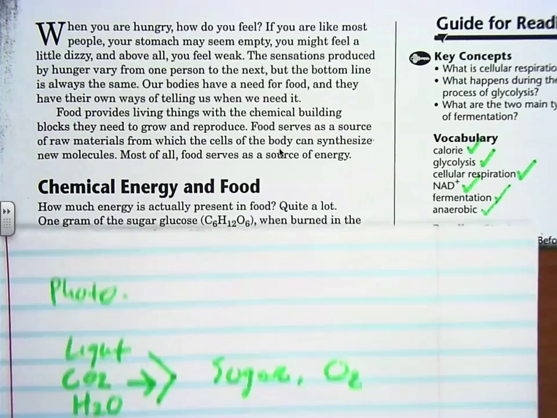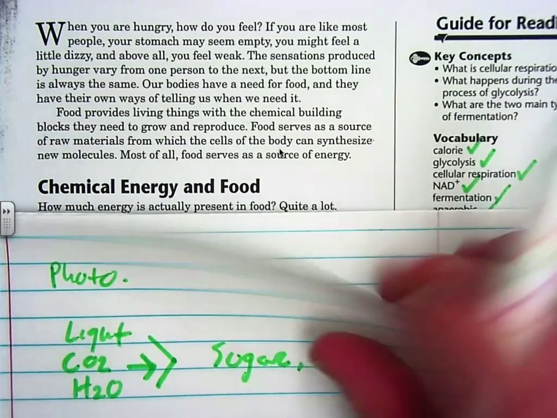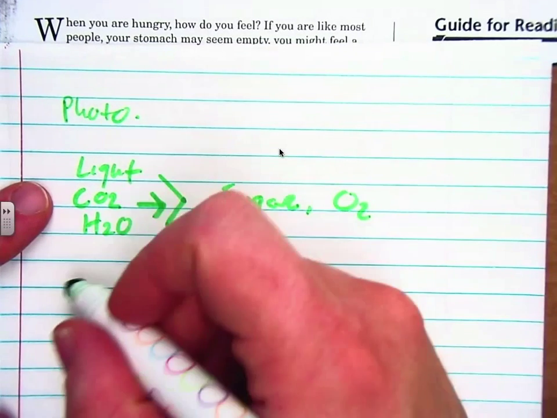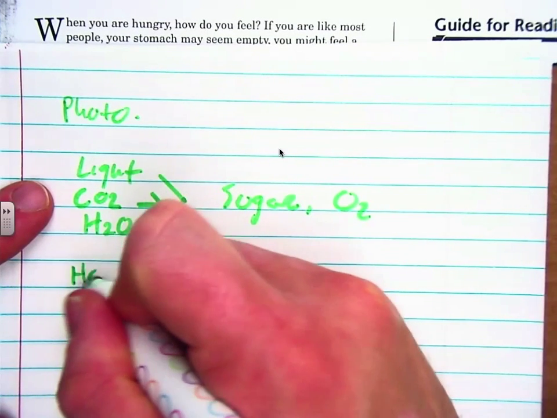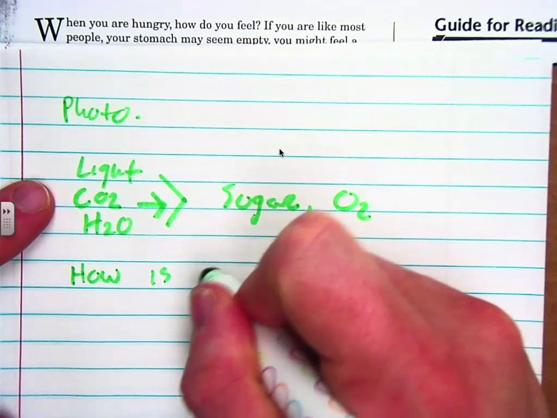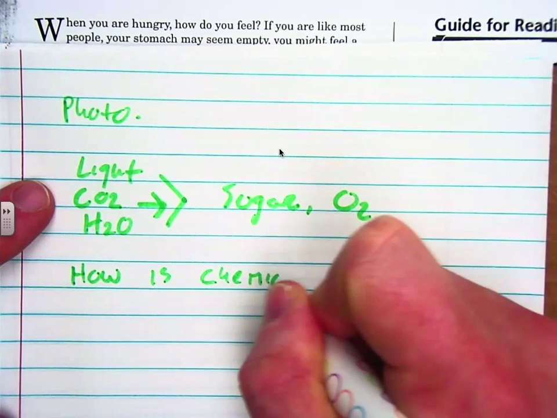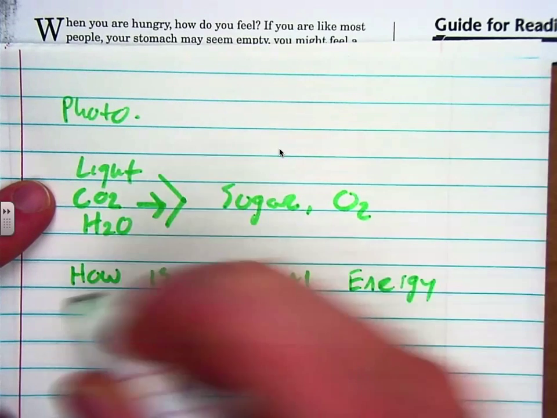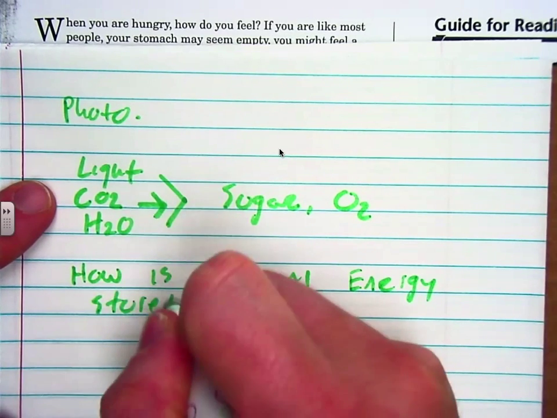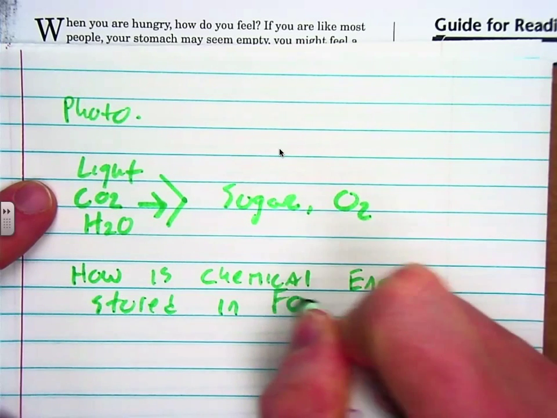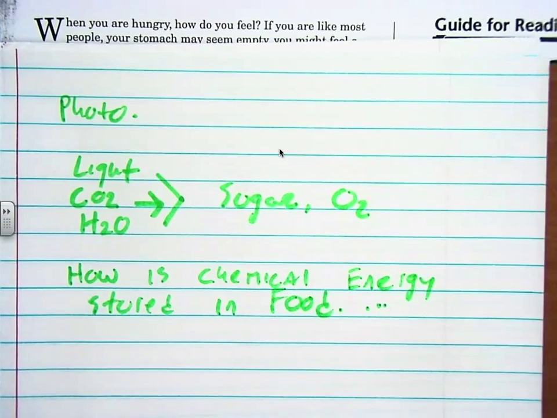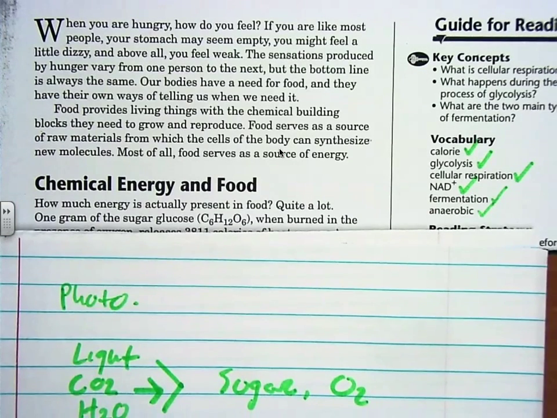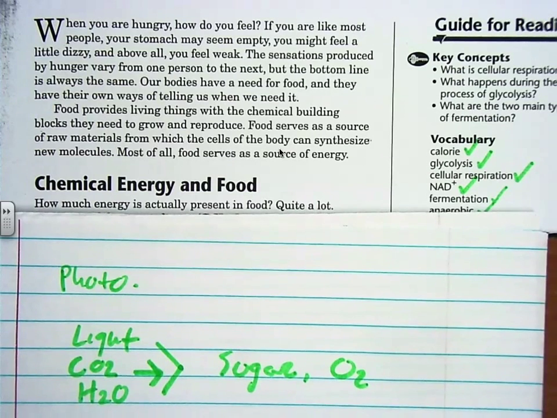So the first one is chemical energy and food. How can we turn that into a question? So in your notes you might write, okay, how is chemical energy stored in food? And you can write your own question. That's just one that I used. You can use mine too. How much energy is actually present in food?